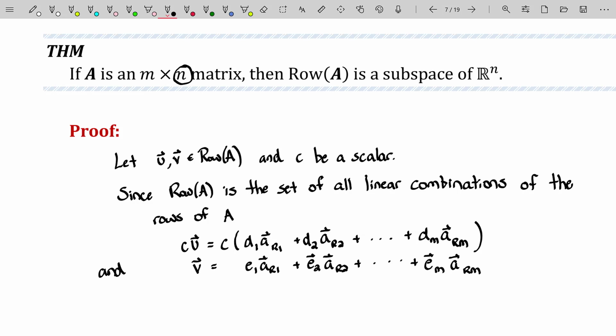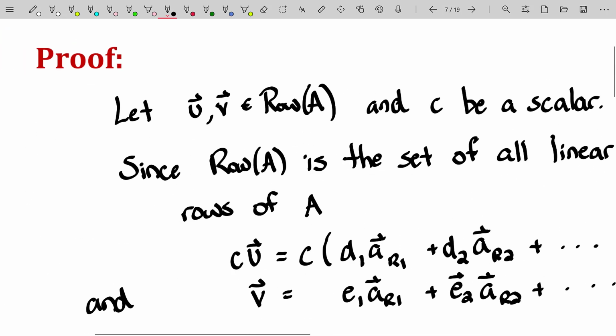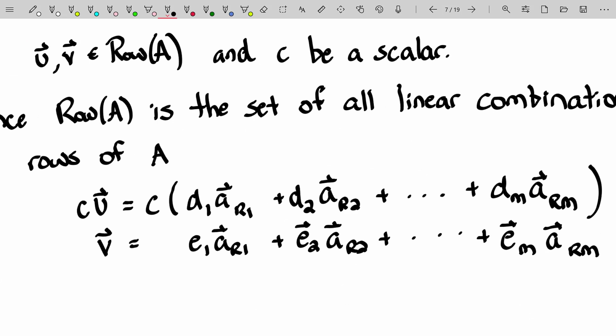Since the row space of A is the set of all linear combinations of the rows of A, and since u and v are both in the row space of A, then u is just a linear combination of the rows of A, and I've denoted that this way. This is the first row of A, second row of A, and so on and so forth until you get to the mth row of A. And these coefficients d1, d2, all the way to dm are the weights of the linear combination that creates the vector u. And of course the c is just a scalar multiple in the front of both of those. And v is also a linear combination of the rows of A.